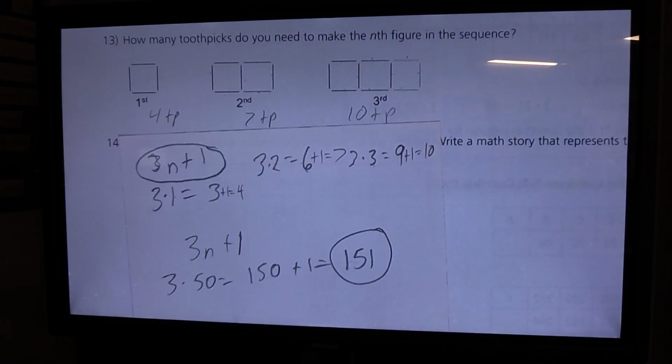Alright, so here we have a situation where I've got some students who are really struggling on some of these problems we're working on, where we're trying to crack the pattern, check out the structure of the situation to come up with an algebraic expression.